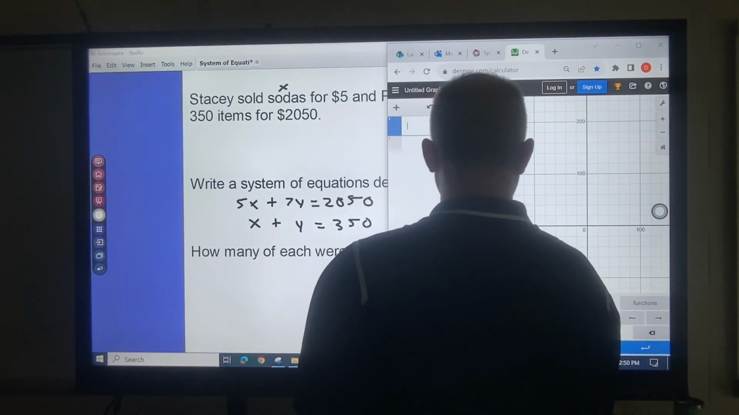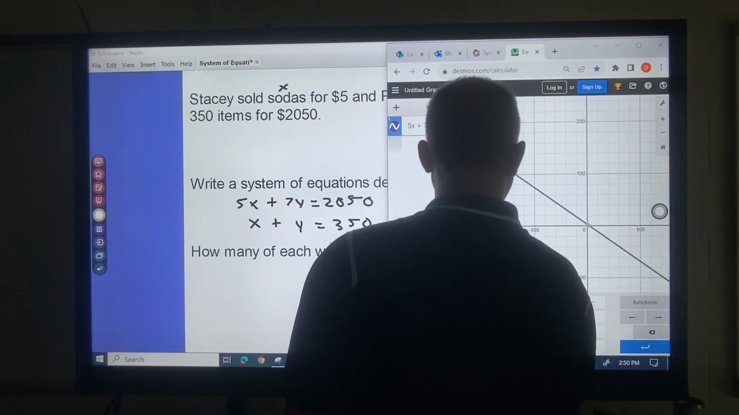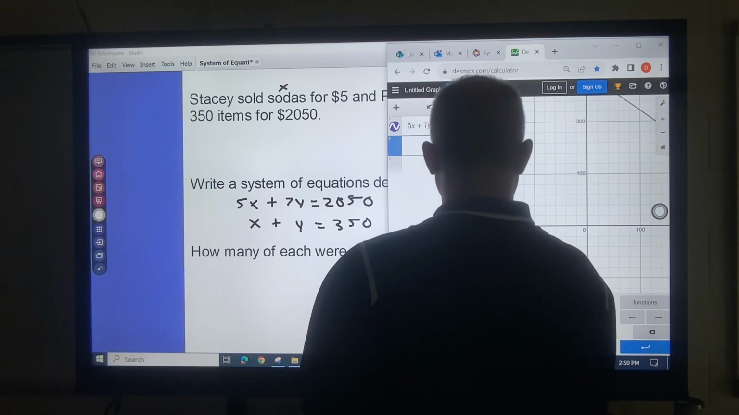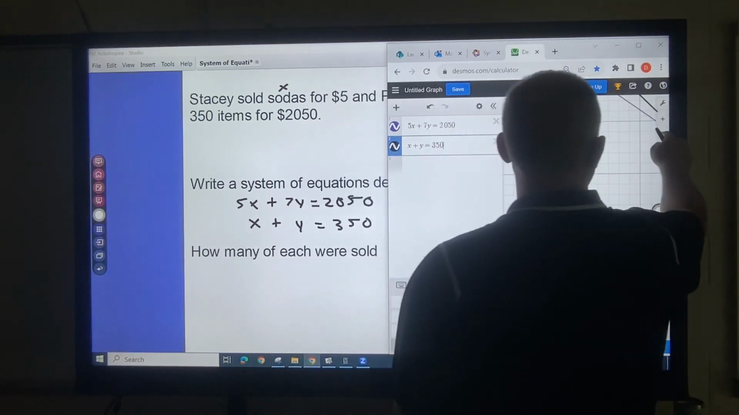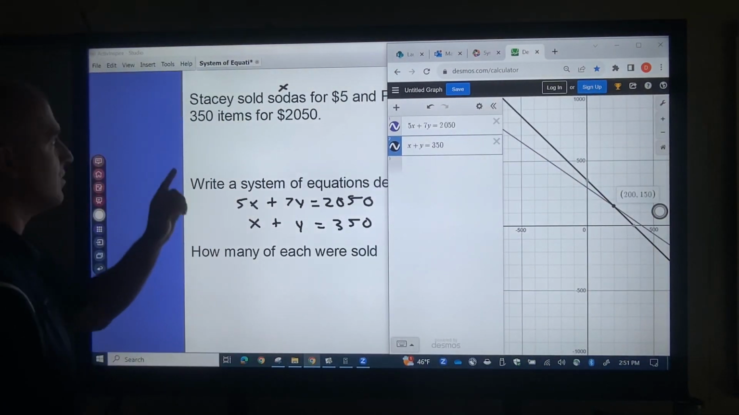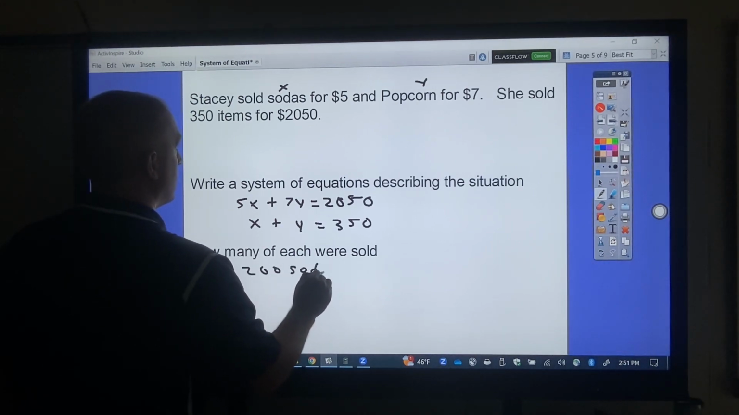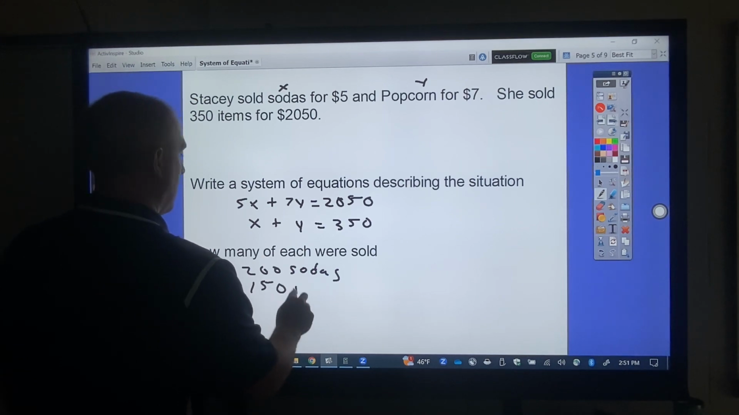All right, so it's got 5x plus 7y equals 2,050. This is x plus y equals 350. I just got to zoom out far enough to find out where they intersect. They intersect there. So if sodas is x, that's 200 sodas. And that is 150 popcorn.